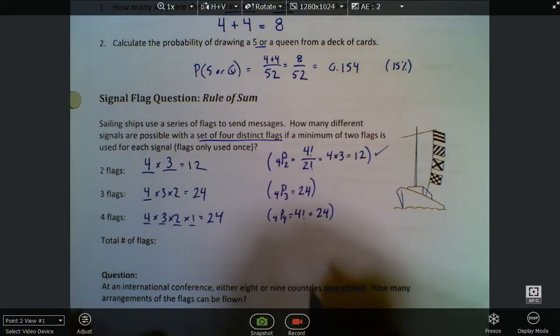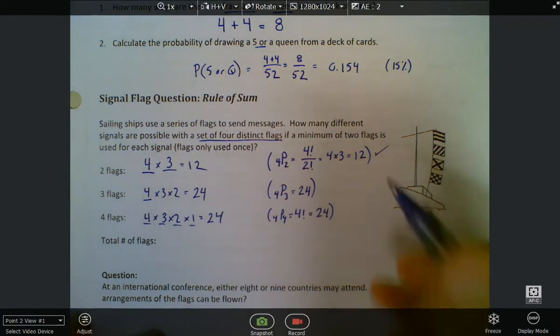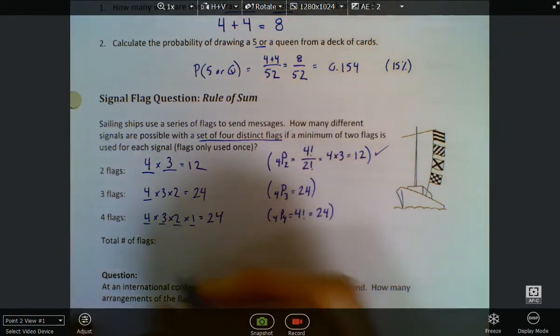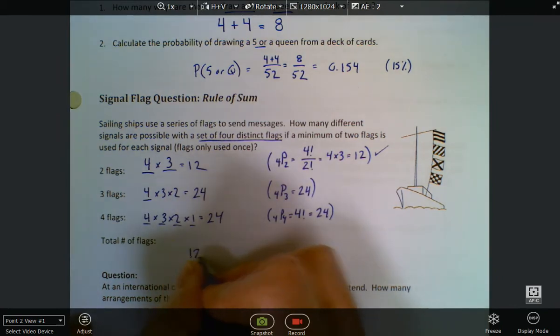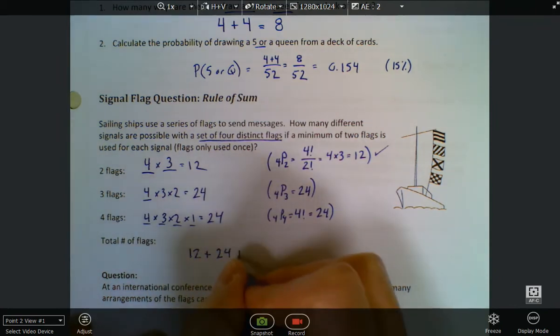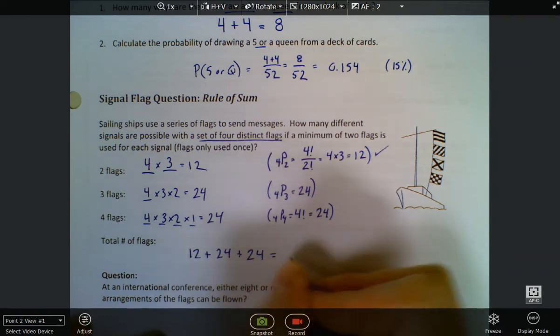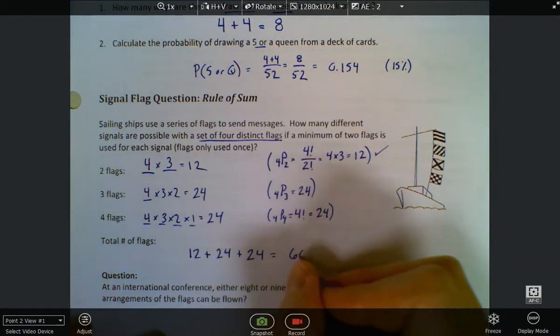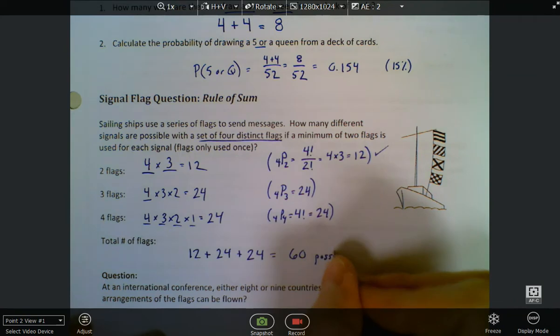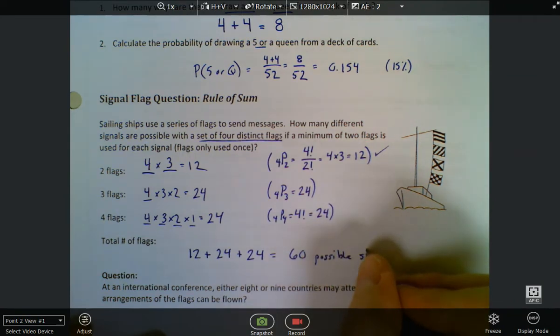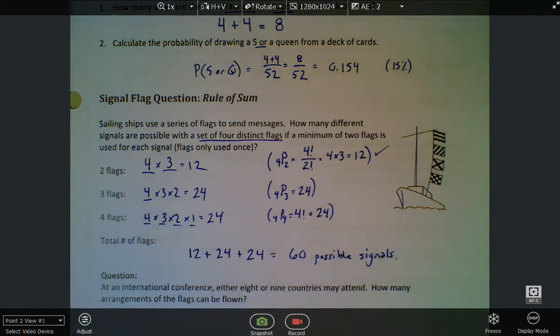So total number of flags, because you can use 2 or 3 or 4, the total number of flags, therefore, is 12 plus 24 plus 24, which of course is simply 60 possible signals. So with just 4 flags, using a minimum of 2, there are actually 60 possible signals you can make.